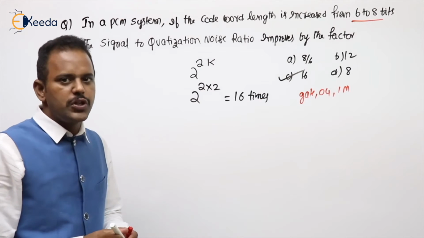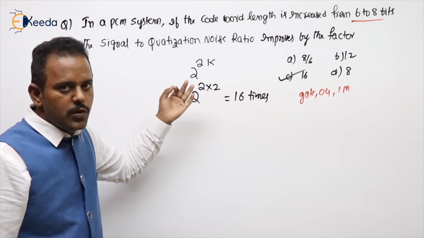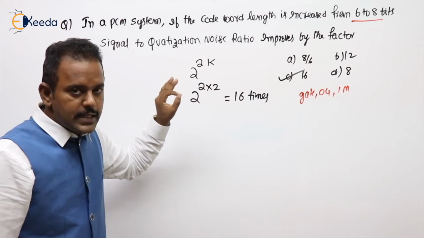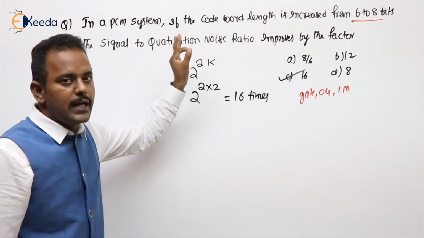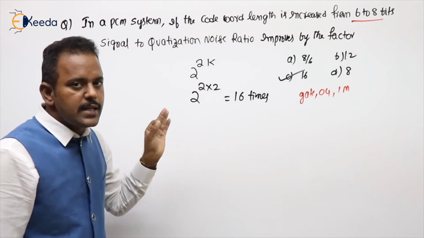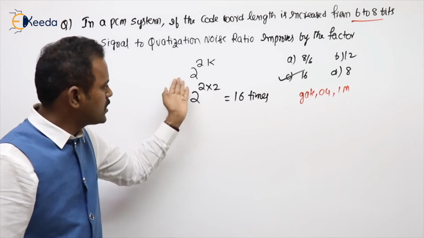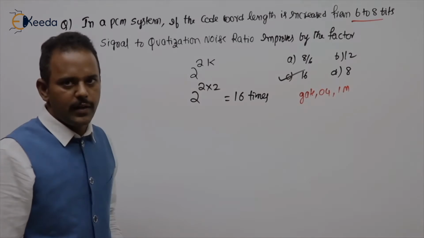This question came a number of times, and here I also derived it. If the number of bits increases from n to n plus k, the signal to noise ratio increases by 2 power 2k times. In terms of decibels, 6k decibels. But if a normal value is asked, it is 2 power 2k; I substituted 2 power 4, which is 16.